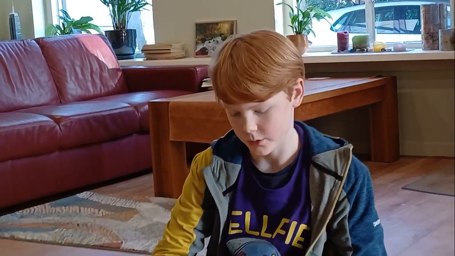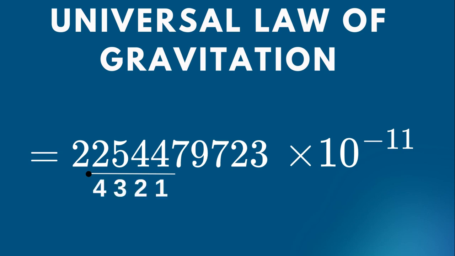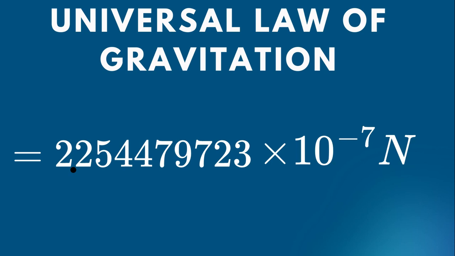22,544.79723. Now the decimal point isn't where it needs to be, so let's roll it to the place where there's only one digit before the point. Then we add the times 10 to the negative 11th power again and we add the number of spaces we move the decimal point to the exponent of 10 to the negative 11th power. Here we move the point 4 spaces, so we add 4 to negative 11. Negative 11 plus 4 is negative 7, so the final answer is 2.254479723 times 10 to the negative 7th power Newton.